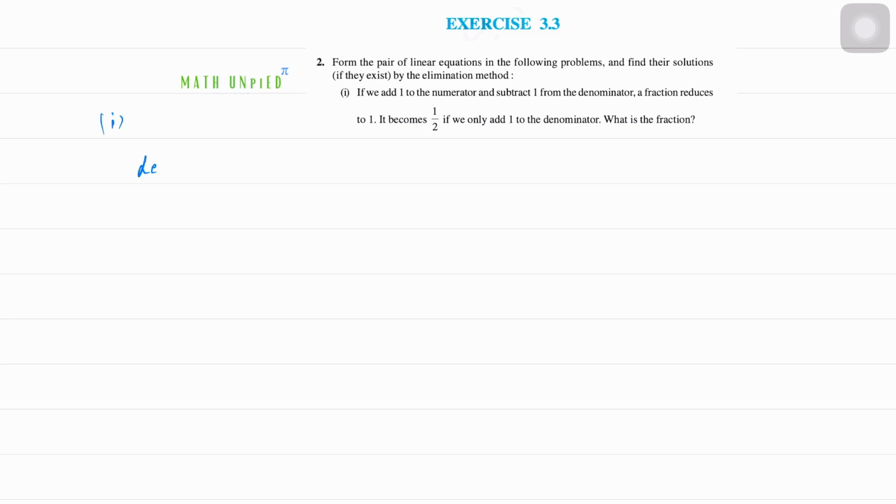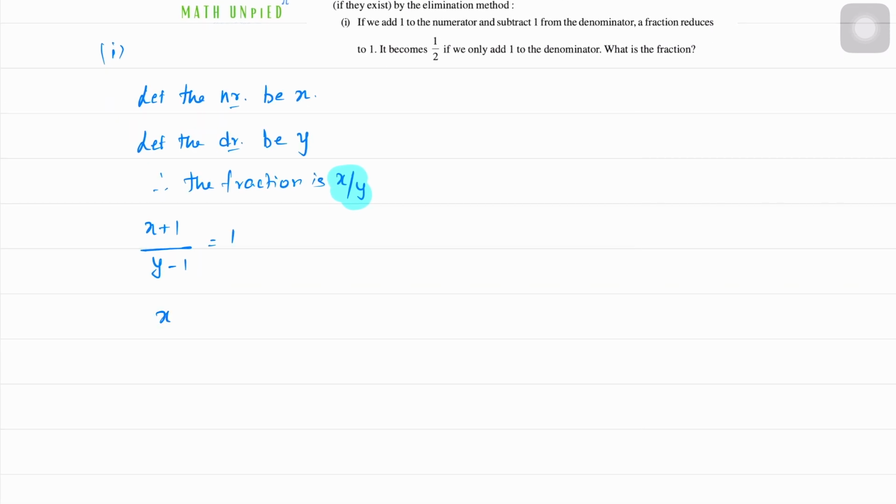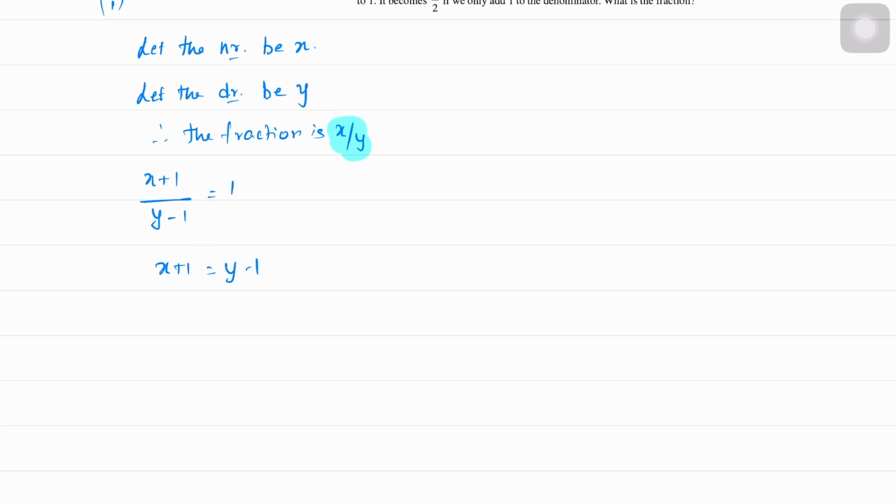Let the numerator be x. Let the denominator be y. Therefore, the fraction is x over y. Now, the first condition: if we add 1 to numerator and subtract 1 from denominator, the fraction reduces to 1. So, x plus 1 over y minus 1 equals 1, or x plus 1 equals y minus 1, or x minus y equals negative 2.